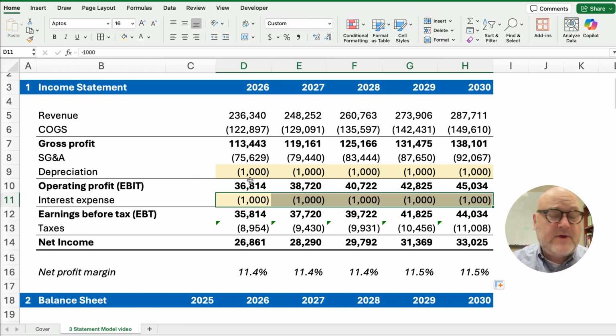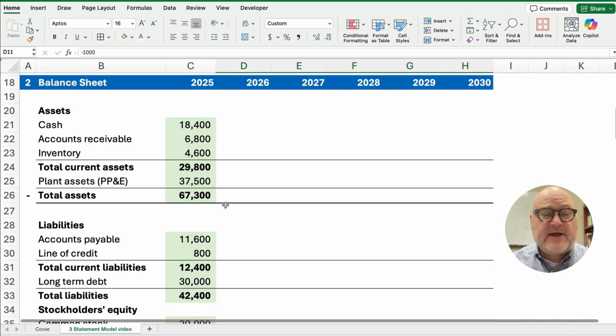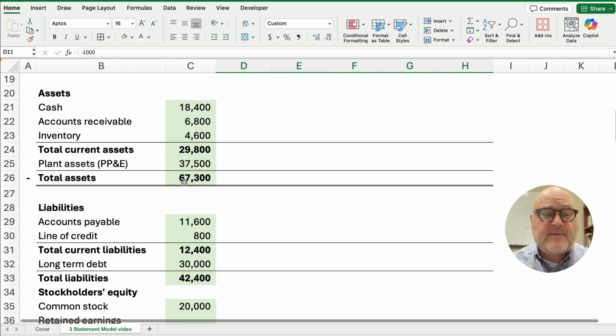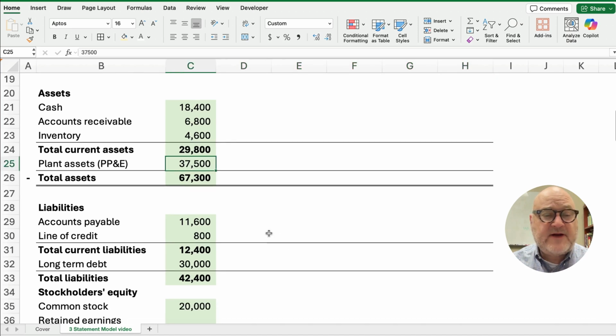All right, now what do we want to do next? Well, we can look at our balance sheet, and our property, plant, and equipment is at $37,500. Plant assets or property, plant, and equipment. Sometimes it's called fixed assets. So this is land, buildings, equipment, trucks, cars, computers, furniture, things like that. So a lot of times machinery and equipment.